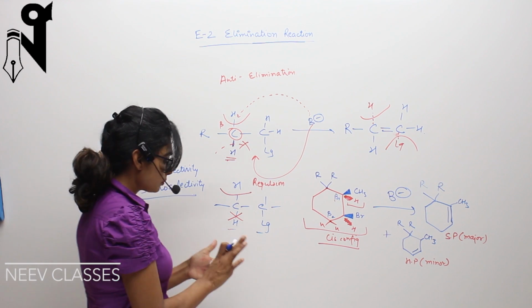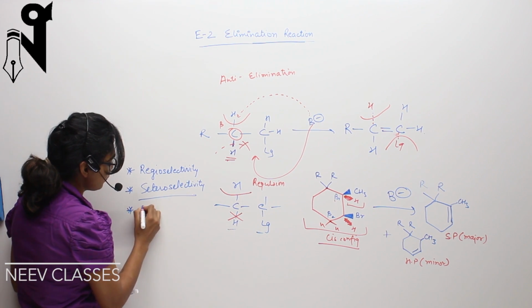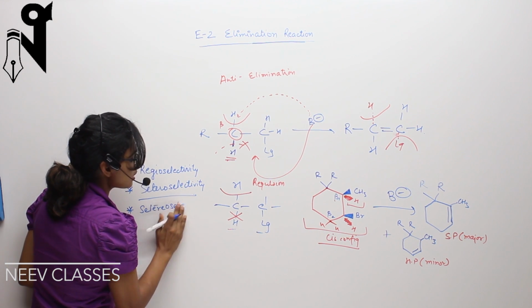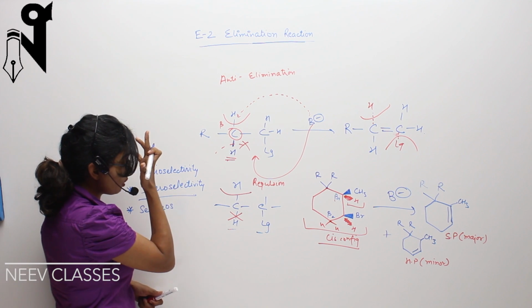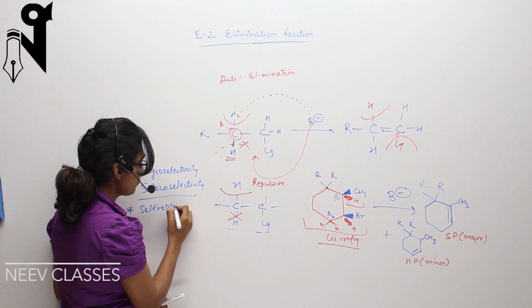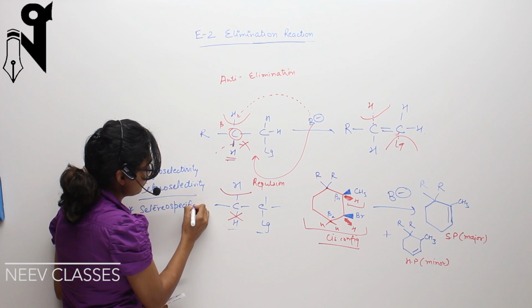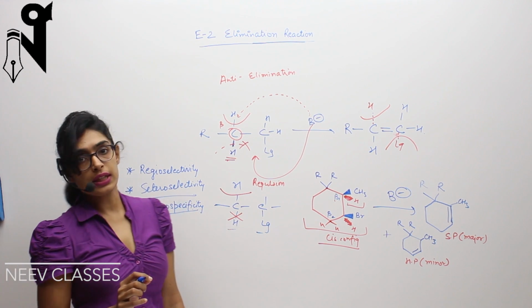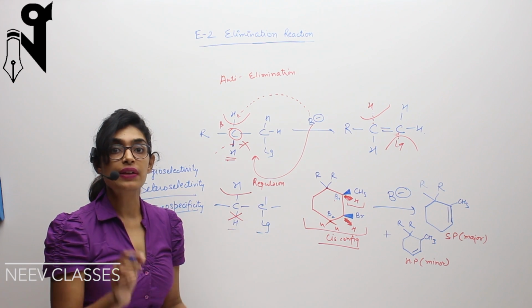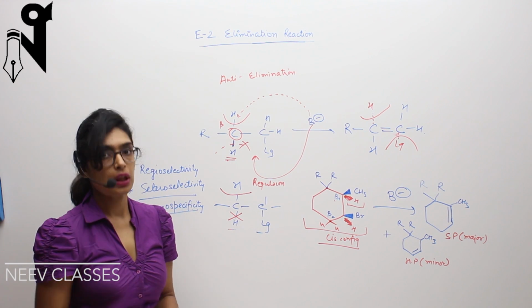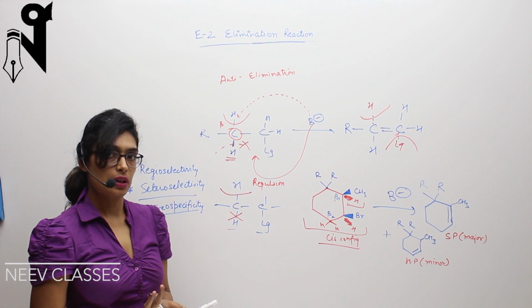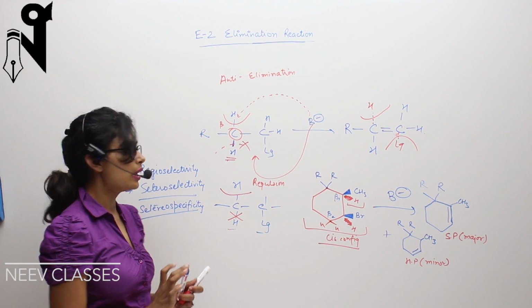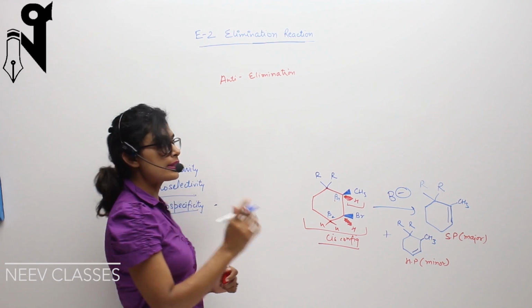Okay. Now, what is stereospecificity? We have already spoken about selectivity. Stereospecificity is the term which we use for the reactant, not for the product. So what happens in stereospecificity? I'll explain this with the help of an example. Okay. Now let's look at the example.